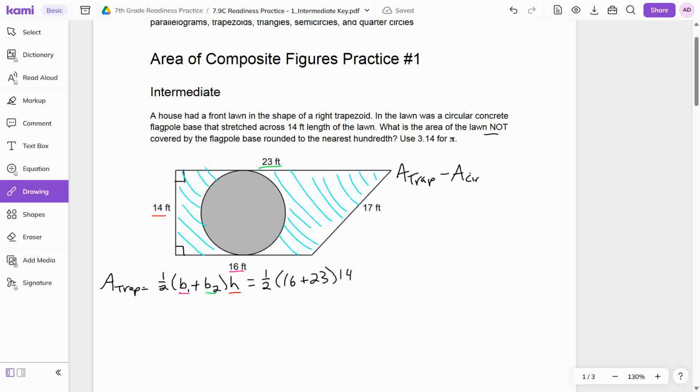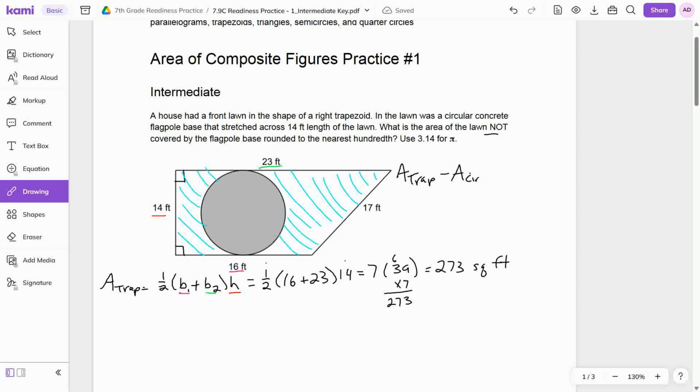All right, so let's start simplifying. I want to take my 1/2 of 14. That's going to be pretty easy, right? We can use the commutative property to rearrange the order here. And I'm going to make that 7. And then I'm going to do 16 plus 23. That is 39. All right, so let's do 39 times 7. That is going to be 63, 21, 27. All right, so 273 square feet.